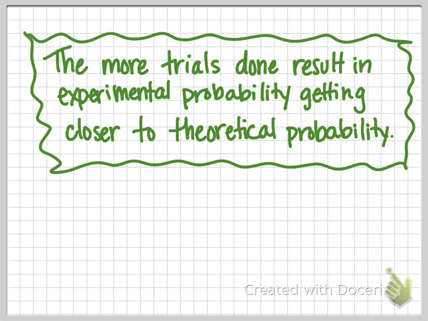You don't need to write this, but this is just good to know. The more trials you do results in the experimental probability getting closer to the theoretical probability. So, like, if you only flip a coin one time, it's going to give you a different experimental probability than if you flip it 100 times, you're going to get closer, or 1,000,000 times. So the more you repeat an experiment, the closer you'll get to what you predicted would be the theoretical outcome.